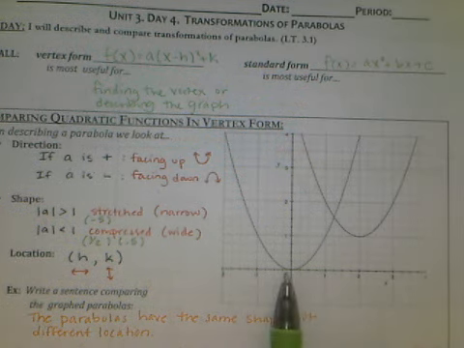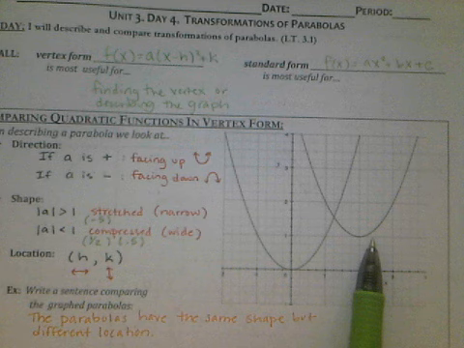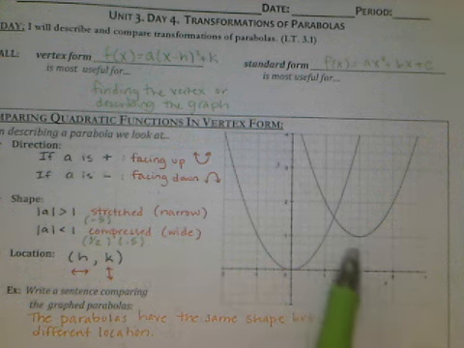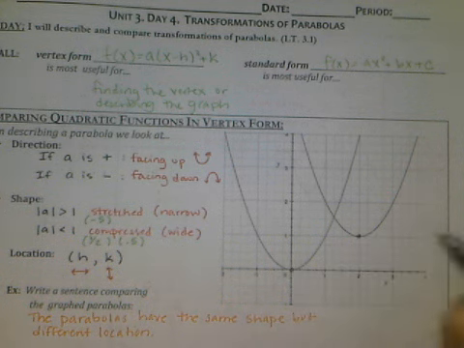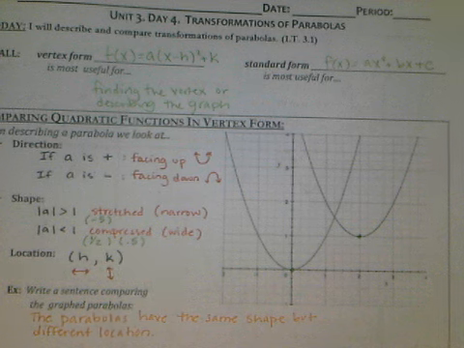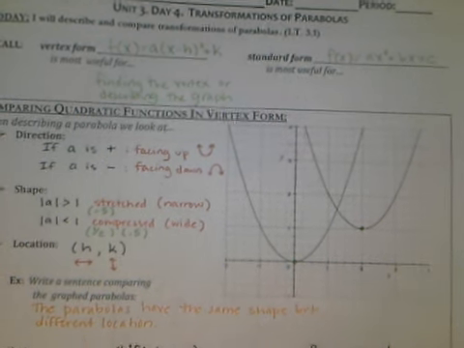So looking at the graph that we have here, if we want to compare these two parabolas, we could say that they have the same shape. They're both medium wide, but they have a different location, and that's because their vertex points are different. Next I'll give you the definition of what a translation is, and this is one of the things that will be on your Pepper quiz.